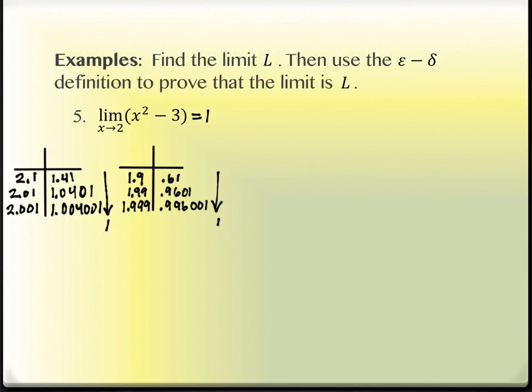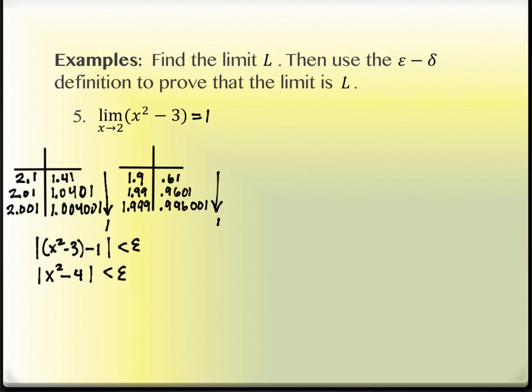Okay, so we start this process the same way. We set up the absolute value, x squared minus 3, minus the limit, which is 1, in absolute value. This now says x squared minus 4. And all of this is less than epsilon. This looks different than the last ones. What did we do at this point on the last two problems we've done? Factoring. We factored, and we're going to factor here as well.